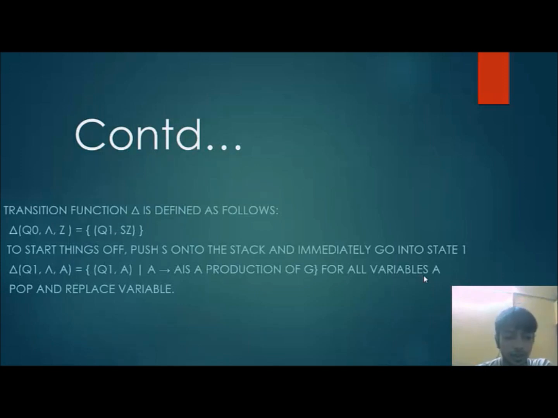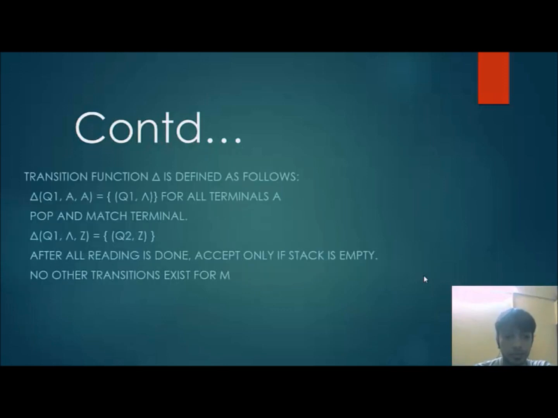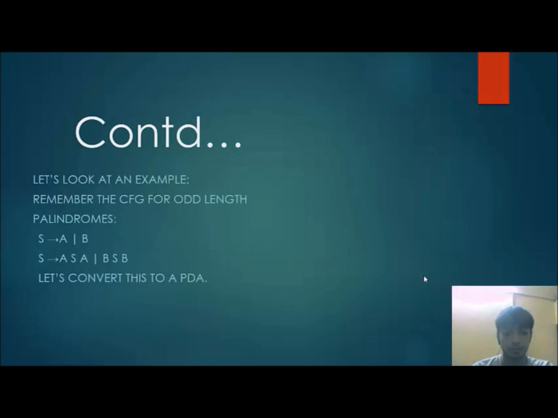The transition function delta is defined as follows. To start things off, push S onto the stack and immediately go into state 1. Now A is a production of G. For all variables A, pop and replace the variable. For all terminals A, pop and match the terminal. After all reading is done, accept only if the stack is empty. No other transition exists for M.